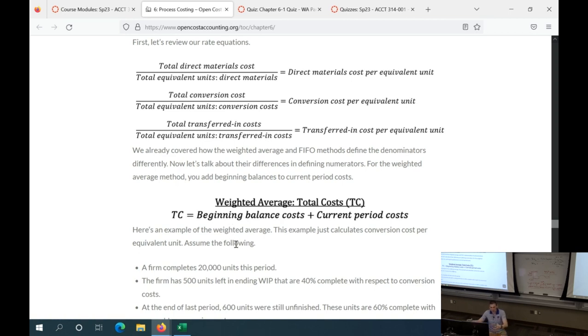It plays out in a couple different steps that are different between weighted average and FIFO, but the real difference is how we treat beginning WIP costs. So we take the beginning WIP costs and we add the current period costs of whatever category we are talking about. So if we're doing a direct materials rate, the direct material costs that are within beginning WIP costs, plus the direct materials costs incurred this period, that's our total direct materials cost. That's the numerator, because we're getting a direct materials rate. And then we go back and we take the conversion costs that are in beginning WIP plus the conversion costs that were incurred this period to get our conversion cost per equivalent unit rate.